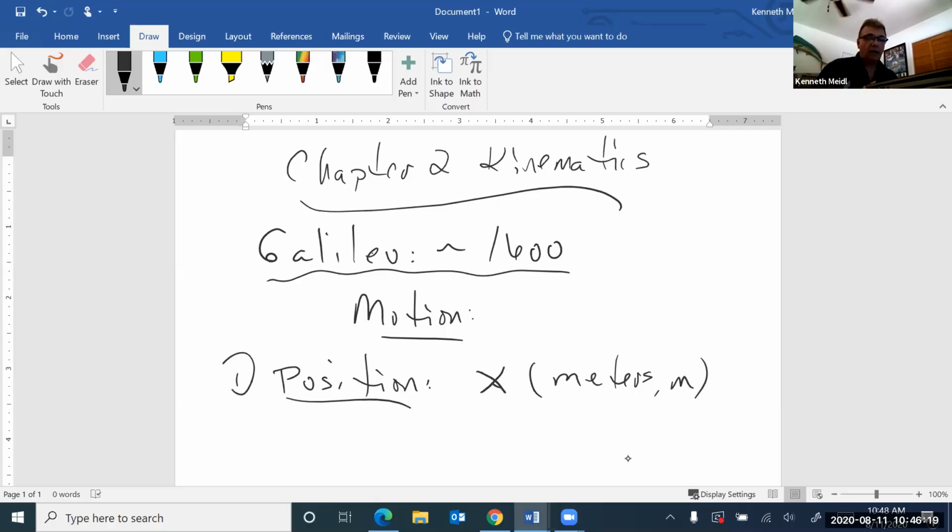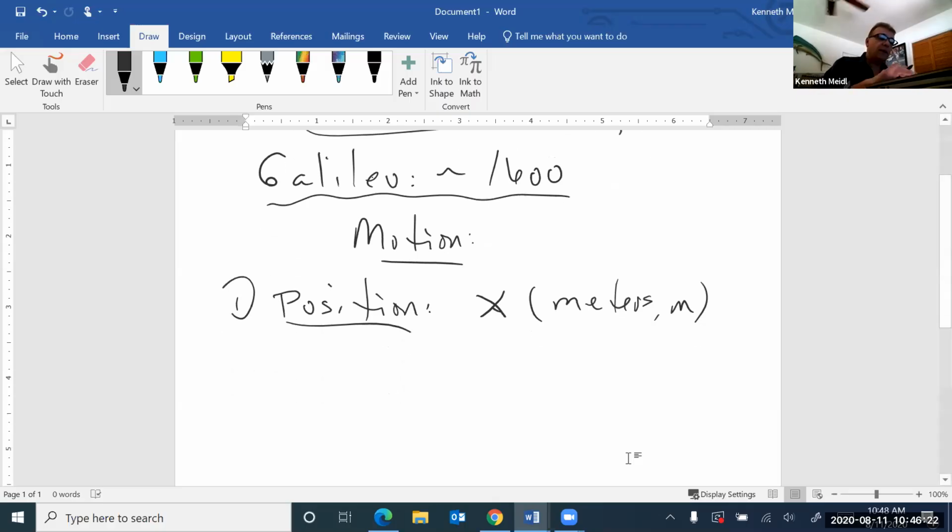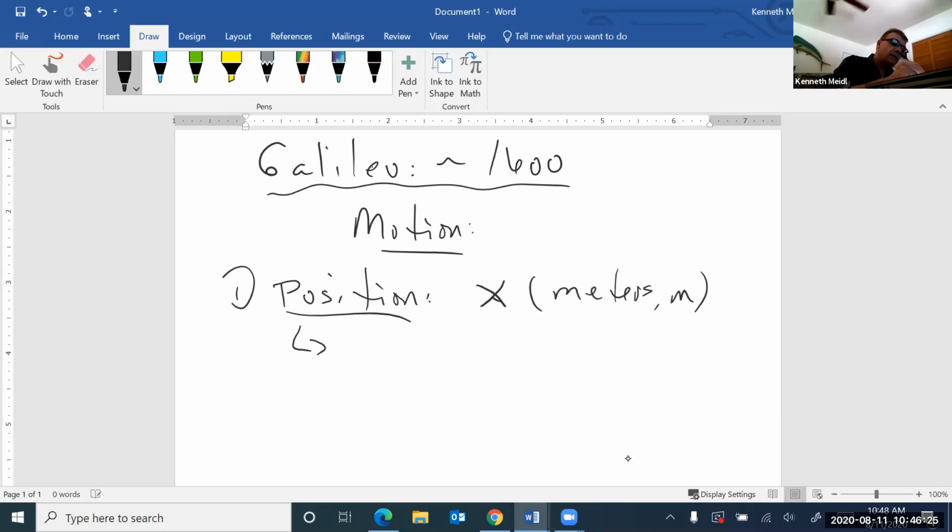Now, another word that means essentially the same thing is this idea of displacement. Displacement is a measurement of where an object is from where it started. Now, a word that we use in our everyday language that means something a little bit different, even though sometimes it'll mean the same thing, is this idea of distance. Distance, typically, in general, is not the same as position or displacement. So, let me give you an example of where they're the same and maybe where they are different.